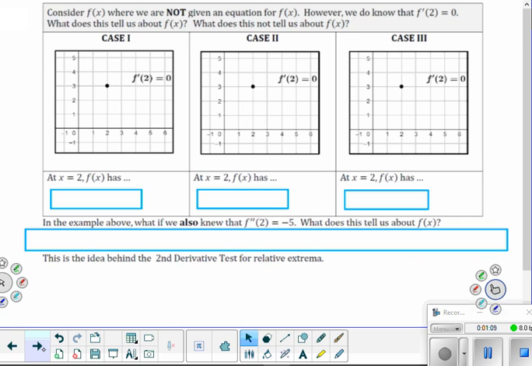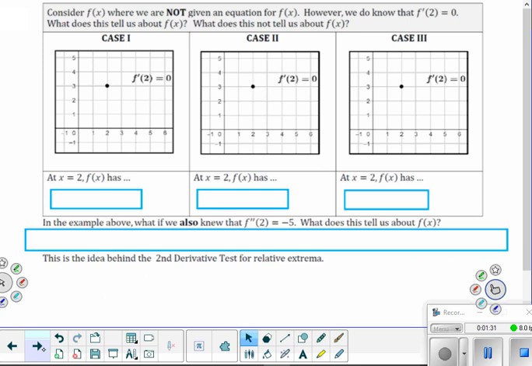So consider f of x where we're not given an equation for f of x. However, we do know that f prime of 2 is equal to 0. What does that tell us about it? Well, it tells us that we have a critical point, right? And what does this not tell us about f of x? Well, I don't know how it behaves around f prime of 2, right?